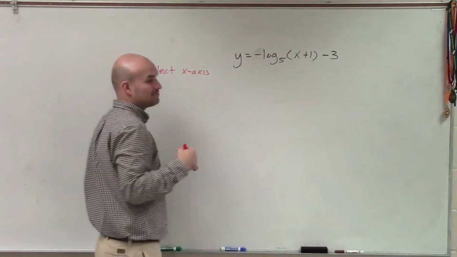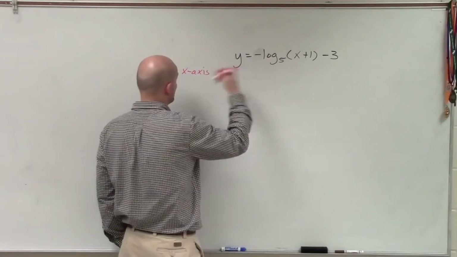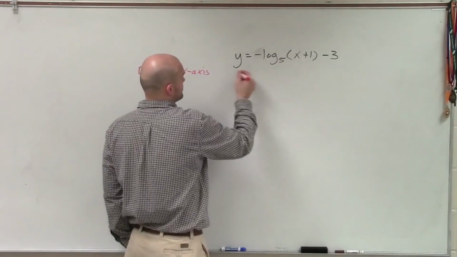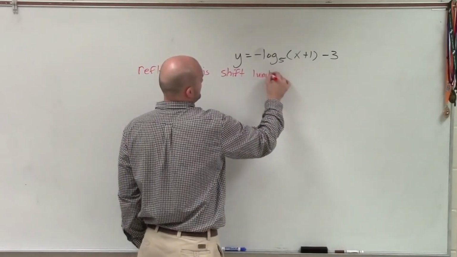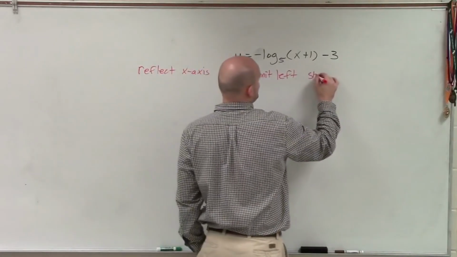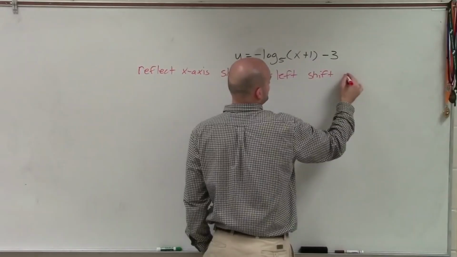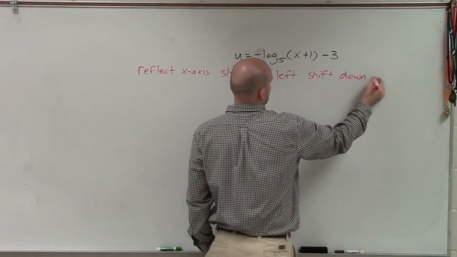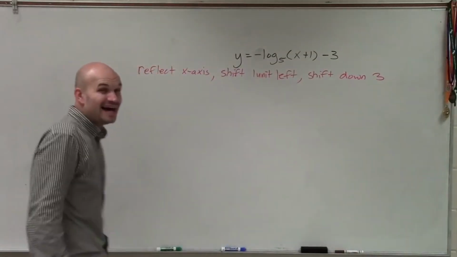I also have an x plus 1, so I'm adding inside the function, or inside my equation, I guess you say. So therefore, that's going to shift 1 unit left. And then I have a minus 3. That's going to tell me to shift my graph down 3. OK? So we have a lot of different transformations.